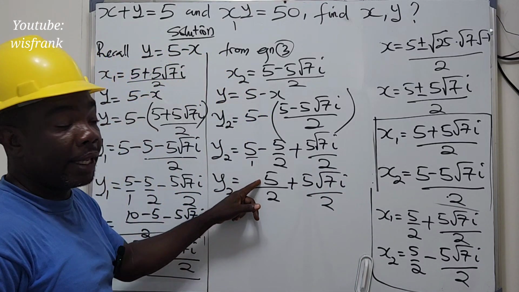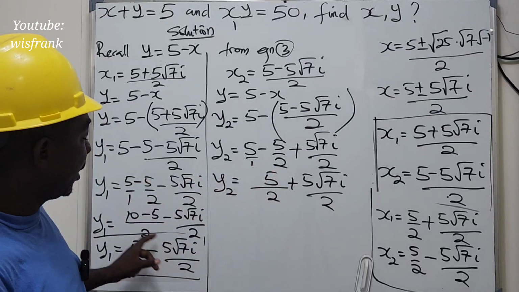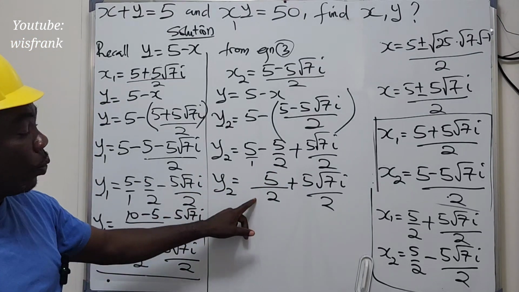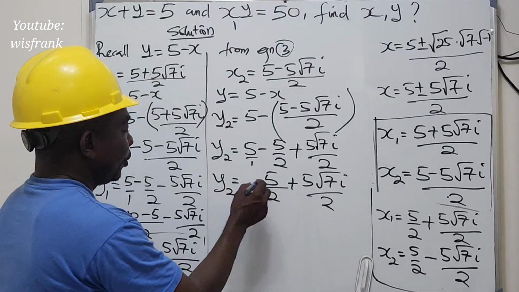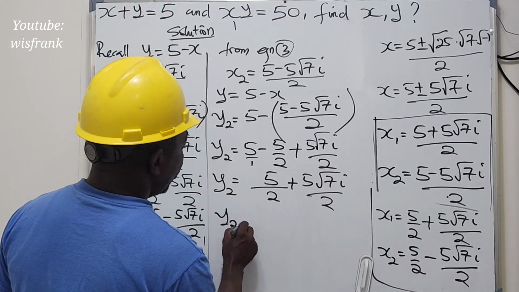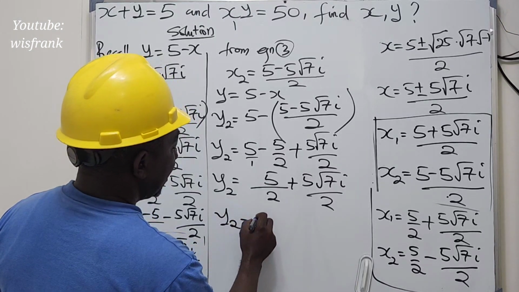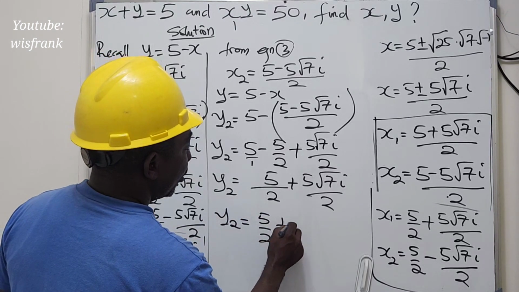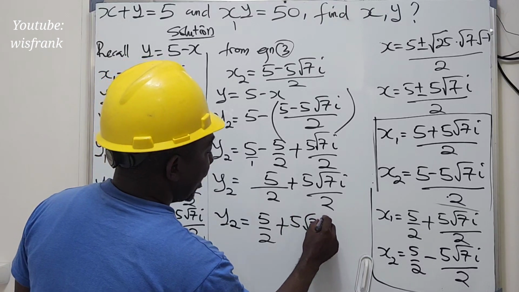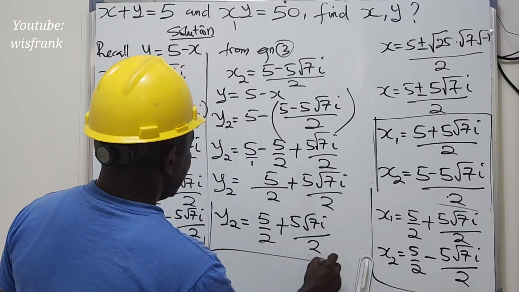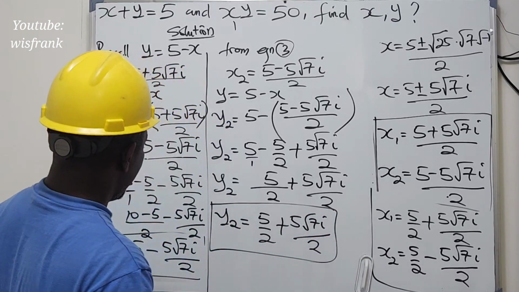We know how we get this. We need to find the LCM. Then it gives us 10 minus 5, which is 5 all over 2. So our value of y2 will become 5 all over 2 plus 5 root 7i all over 2. So this is the second value of y that we have.